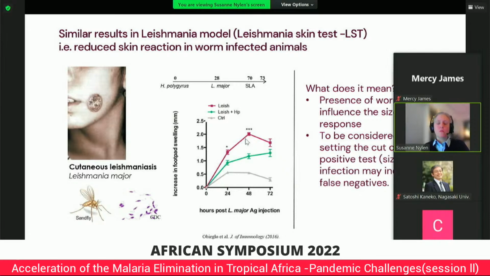So what could this mean in the real world? If this is true, the presence of worms could potentially influence the size of the DTH response. And it's something that should also be considered in the cutoff of tests, that it may be slightly different if one carries other infections.